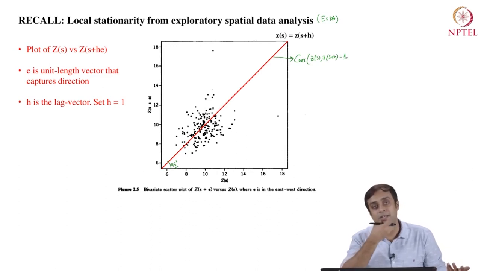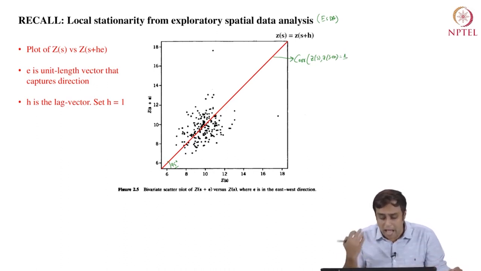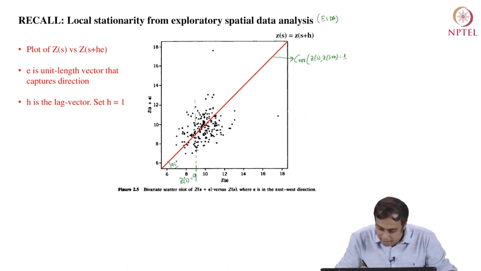Well, that's an idealistic situation. That's not how real data sets work, right? The real data sets work like what we see for the coal mine data that we learned earlier. What happens with the real world data set is that for any given real world value, let's say we work with value 9. So, this is Z(s) equals 9. For this value, when I draw a vertical hash line, it allows me to identify the values of Z(s+h) that correspond to this line.